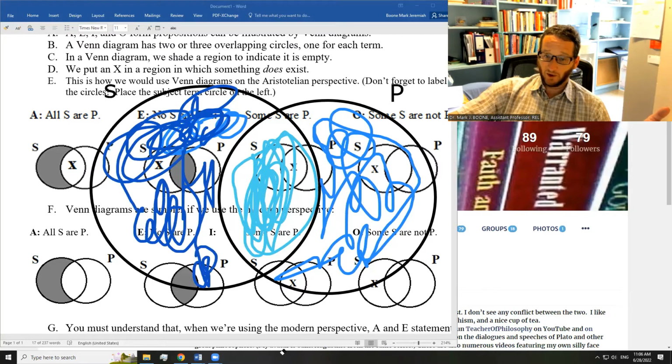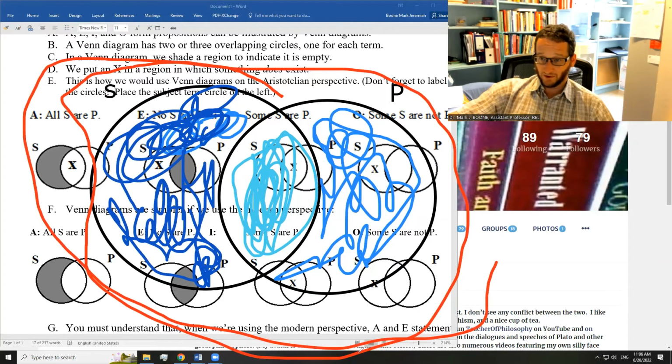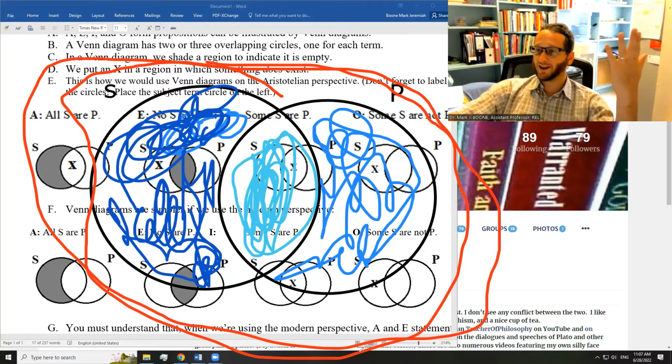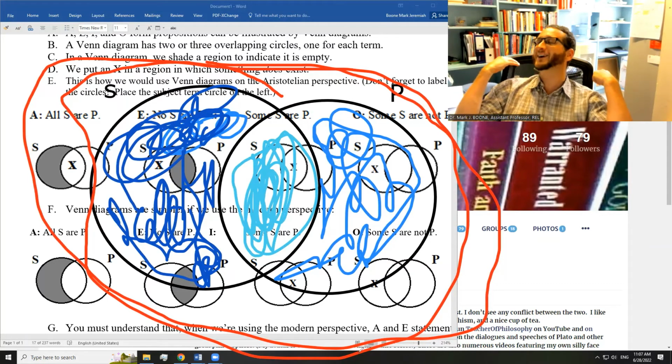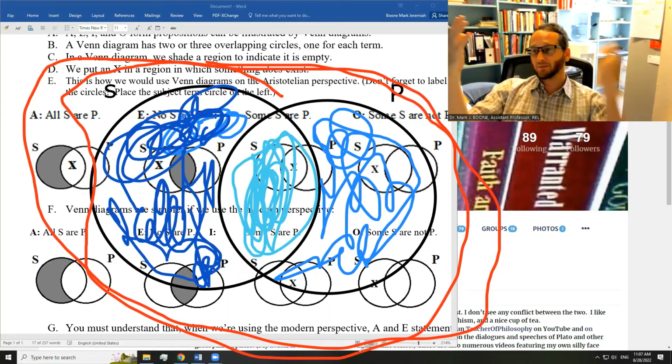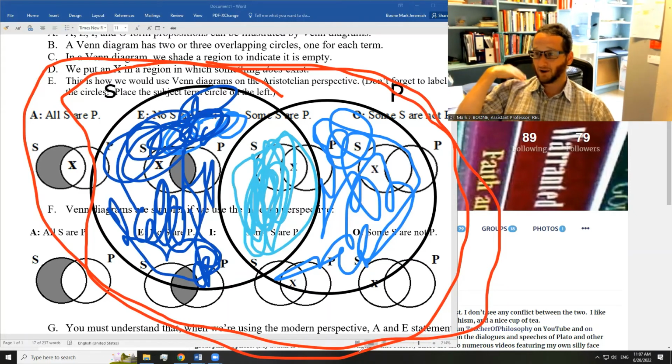Now, if you're thinking, wait, what about the things that are neither S nor P? Well, actually, a Venn diagram covers that too. That's everything outside the circles. So a Venn diagram covers all possible combinations: things that are S and P, things that are S but not P, things that are P but not S, things that are neither. All those different combinations are included in a Venn diagram.